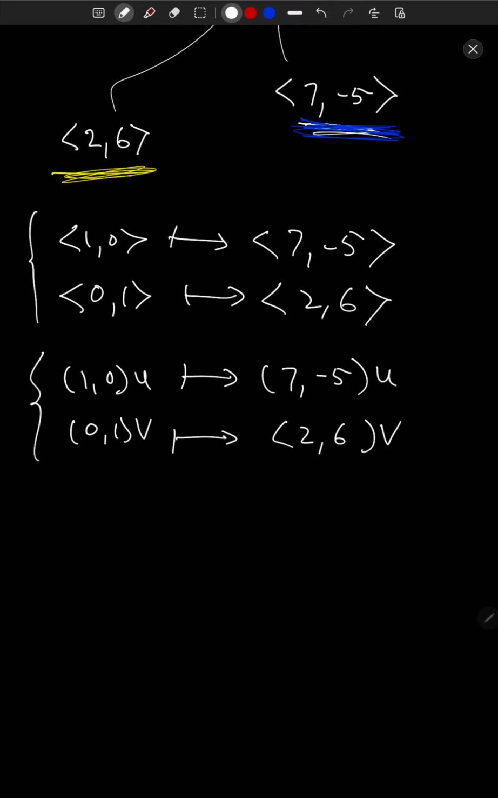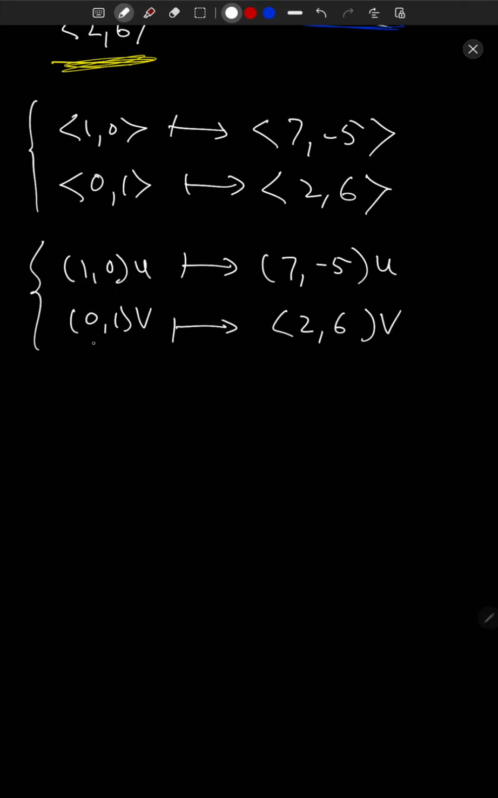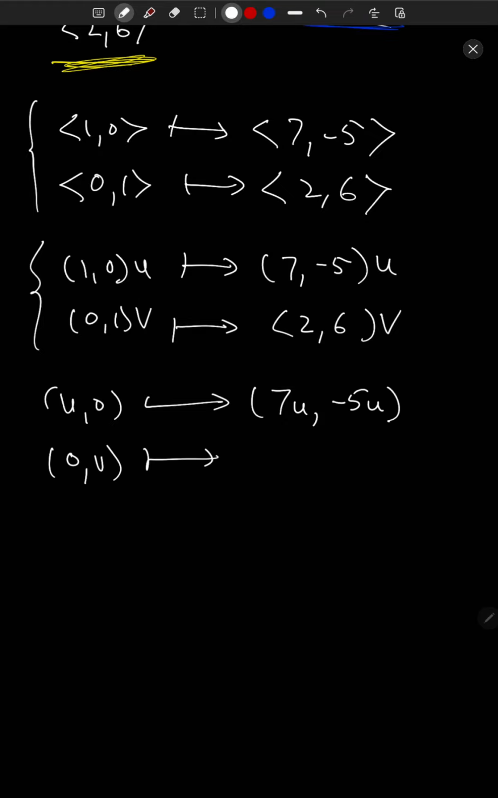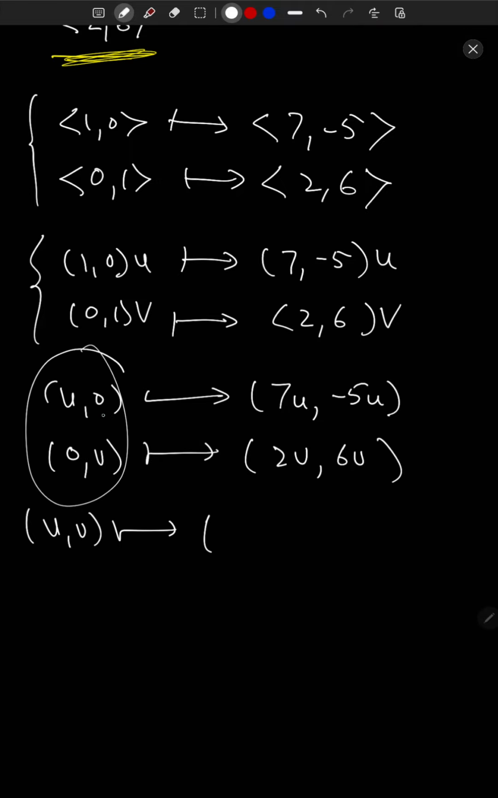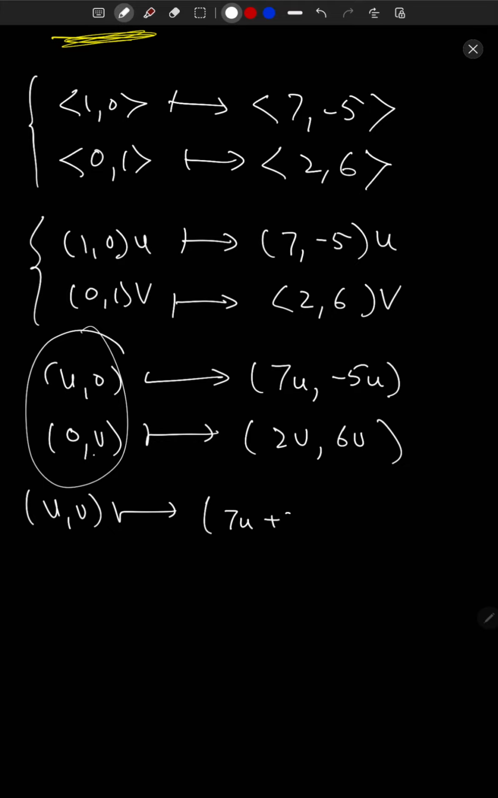Okay, so putting these together, if you think about it in this way, what I'm saying is (u, 0) should go to (7u, -5u). All right, and (0, v) should go to (2v, 6v). And so ultimately (u, v) goes to just the sum of those two, right? Because if I add the left-hand sides, u plus v, (u, v), then if I add the right-hand sides, that's what I'm going to get as the right-hand side. Again, this all works because I'm creating a linear mapping.